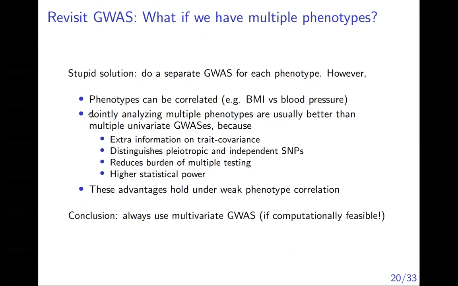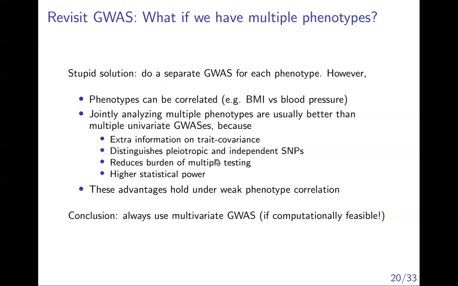So in fact, there are multiple studies that analyzed the difference between multiple univariate GWAS versus a multivariate GWAS. And they basically summarize the main advantages of multivariate GWAS here, right? When you model all the phenotypes together, you have more information on the correlation between phenotypes. You can distinguish between independent and pleiotropic SNPs. Pleiotropic means a SNP affects multiple phenotypes.